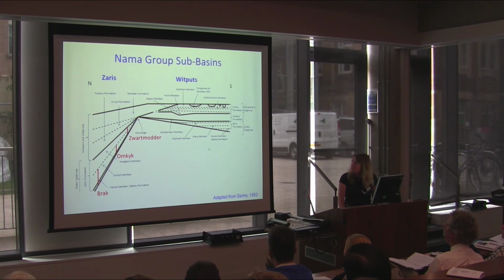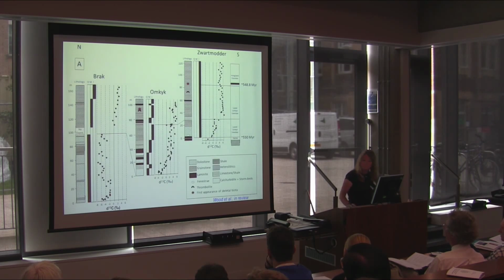So we have the southern Witputs Basin and the northern Zaris Basin. I'm going to show you some data now from 3 localities in the northern Zaris Basin. This locality is dominated by inner ramp, very shallow sediments, Onkek, slightly deeper mid-ramp setting, and then Brack is a deep water setting. So what we're trying to do is understand the distribution of oxia across a shelf-to-basin transect and correlate this with the occurrence of skeletal metazoans and their ecology.